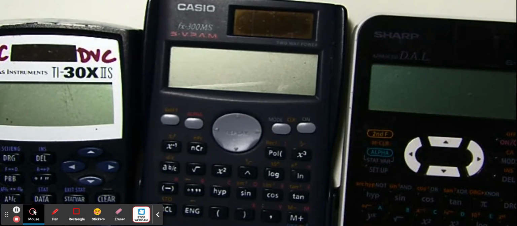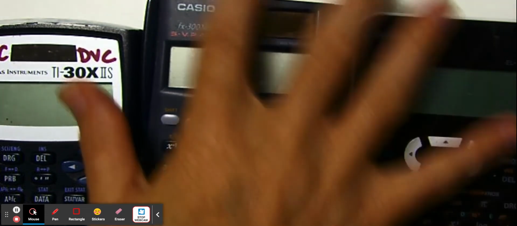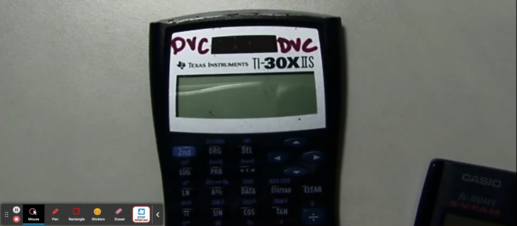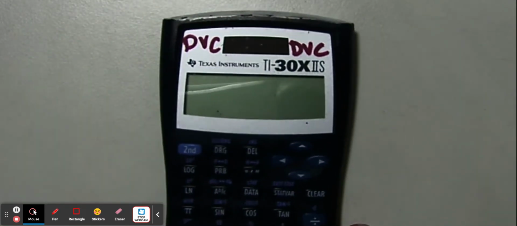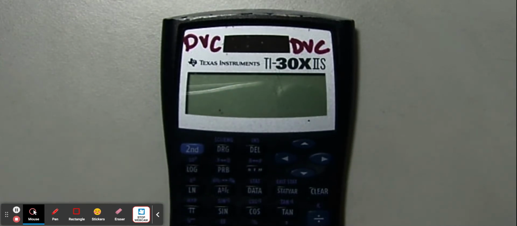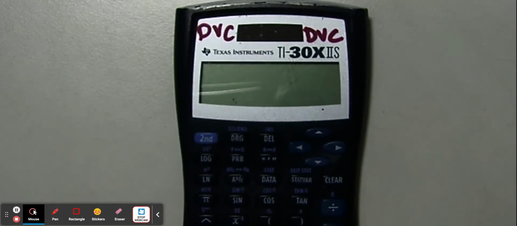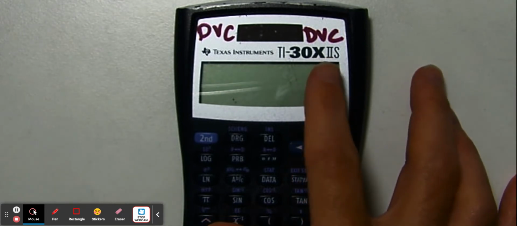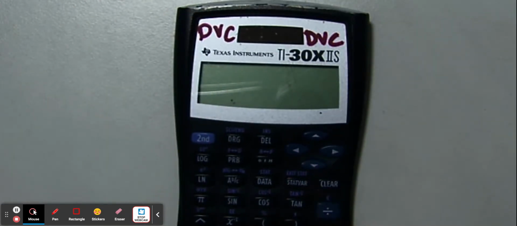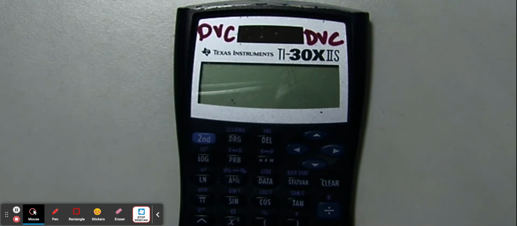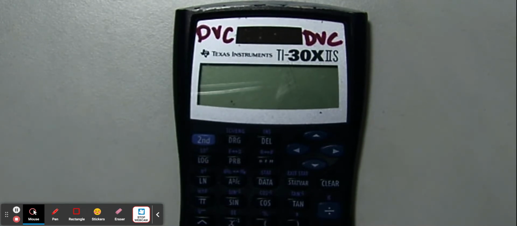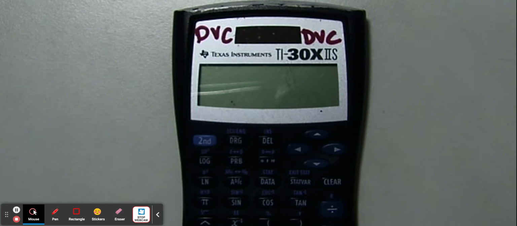Okay, so as you can see here, I have three different calculators. I'm going to show you how to do that on each calculator. So let me start with this calculator right here. This is one of the most popular calculators, and it's the one that I use. It's the TI 30X 2S.